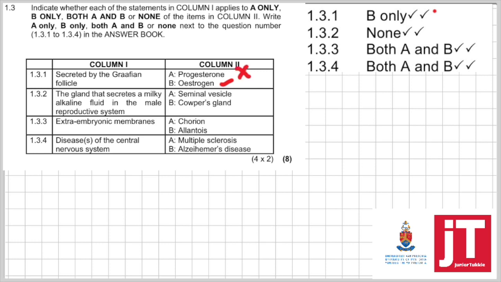Right. 1.3.2. The gland that secretes a milky alkaline fluid in the male reproductive system. I know that that's the prostate gland, but can you see? It's none of the options. So what's your answer? None. 1.3.3. Extra-embryonic membranes. We know the allantois and the chorion are both extra-embryonic membranes. So your answer is both A and B. And then 1.3.4. What are diseases of the central nervous system? It is both multiple sclerosis and Alzheimer's. So that is your question 1.3.